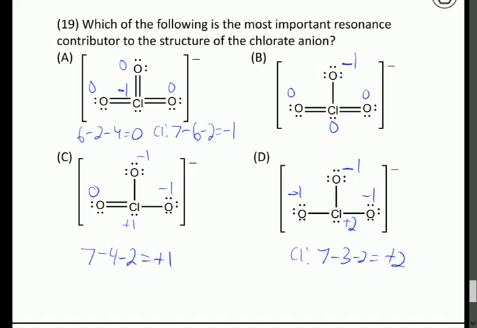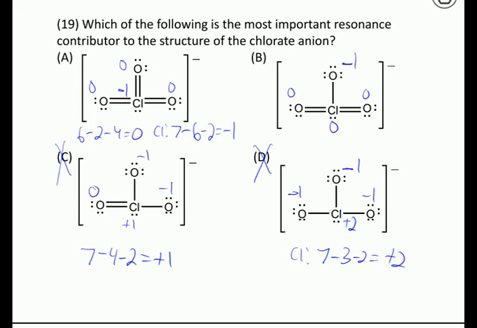Now, as I said in class, I can't think of a stable or good structure that has a +2 formal charge, so this one we can eliminate right away. And from there, we want to minimize the number of formal charges. So all the rest are +1s and -1s, but choice C has 3 formal charges compared to only 1 for the other ones. So we think it's going to be one of these two.